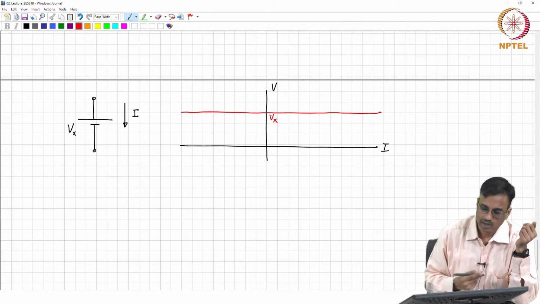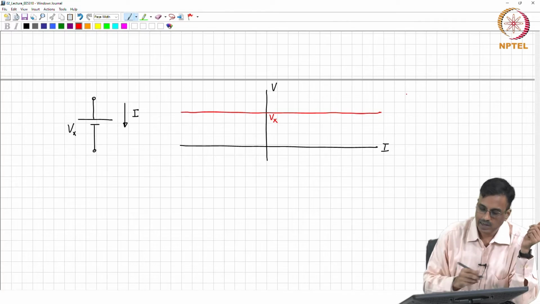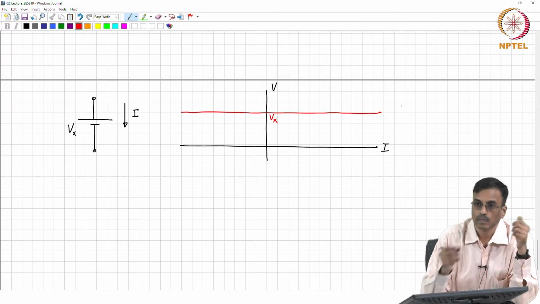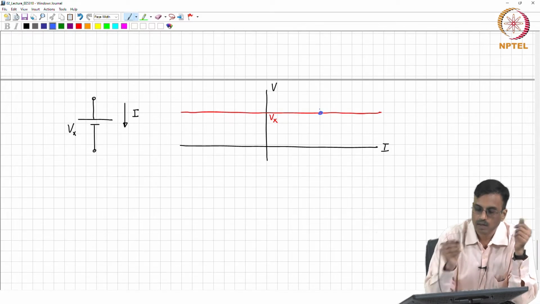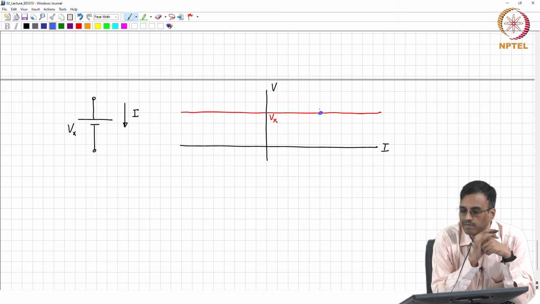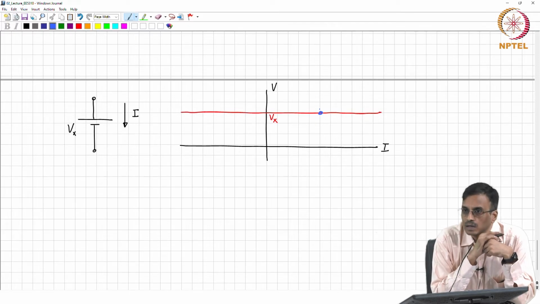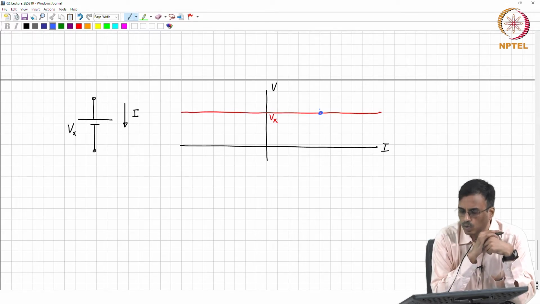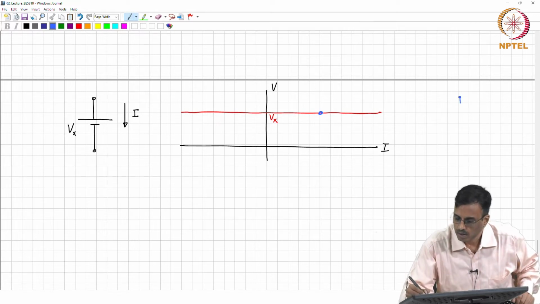So, what is the small signal equivalent at any operating point? So, let us say I pick this operating point. If I find dV by di at that operating point, what will I get? You get 0. So, what is the small signal equivalent? It is a short circuit.